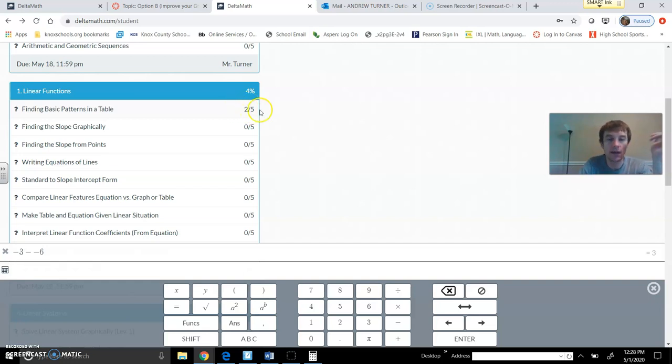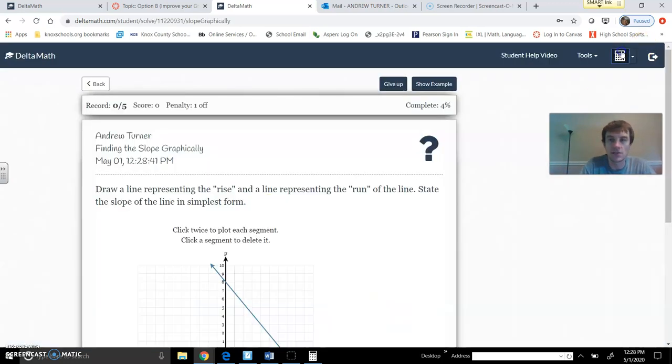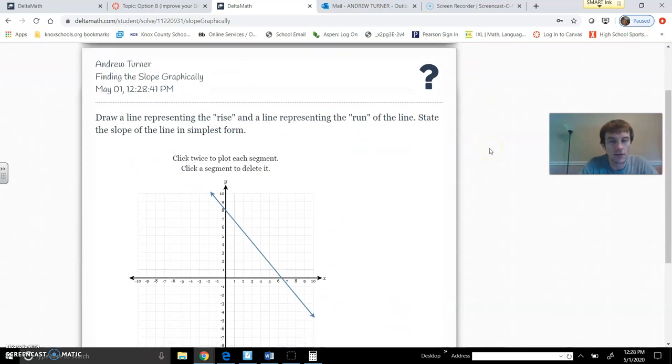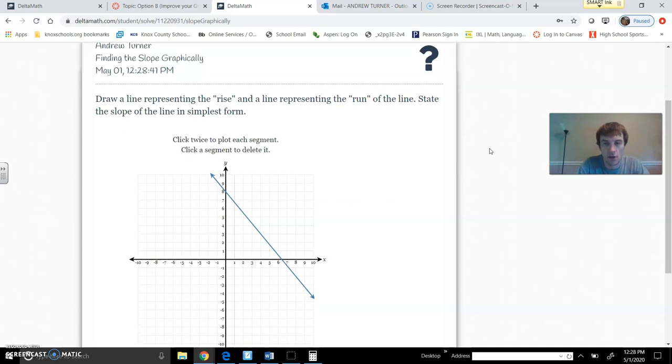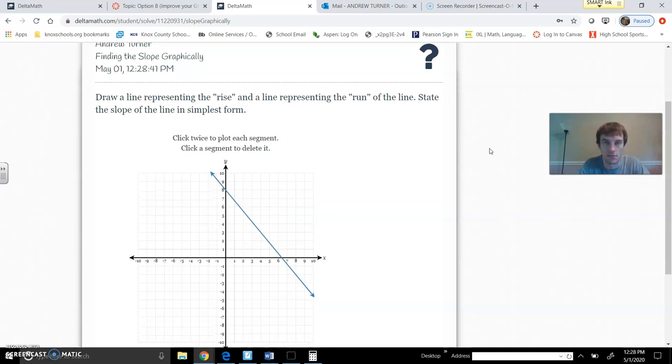I'm supposed to do 5 out of 5. And so I'm going to go ahead and spend the next few minutes going and doing a few of each section. Finding the slope graphically. So we talked a lot about graphing, rise over run, slope, and all that during the course. And so everything that I'm giving you is really a review of all the things that we talked about in the class. It's nothing new. So we talk about rise over run.